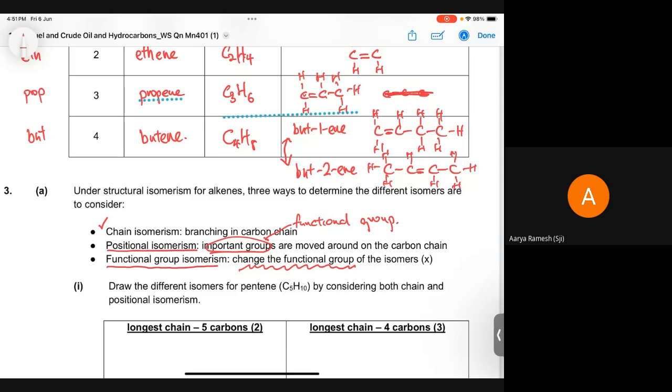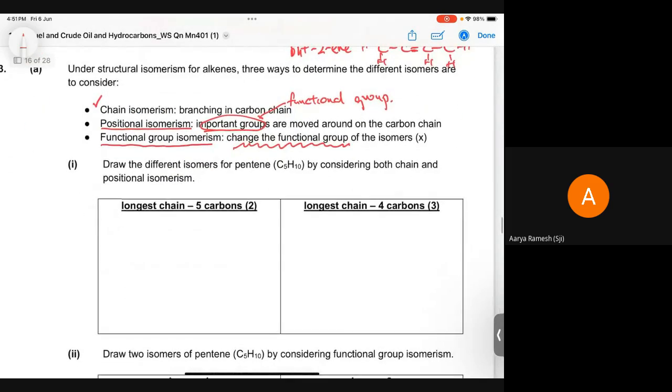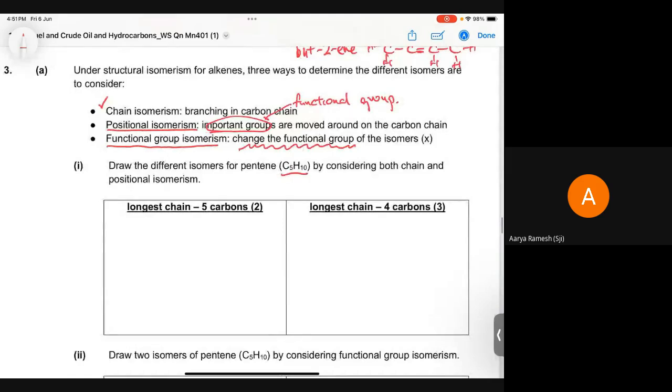Okay, good. So let's look at pentene now. Pentene is C5H10. The longest chain is 5 carbon. So I'm going to draw a 5 carbon chain here. Another one, 5 carbon chain. Okay, Arya, you help me out. Why do you think there are 2 isomers for pentene? What do you think are the 2 isomers for this 5 carbon chain?